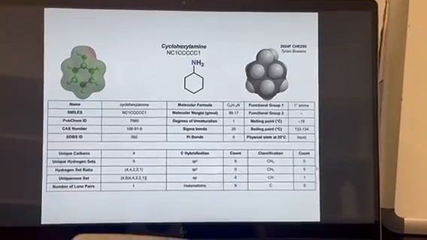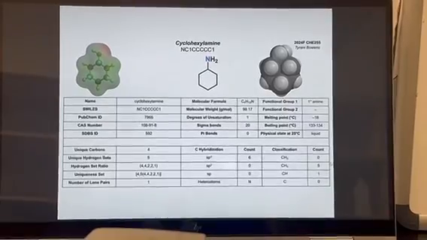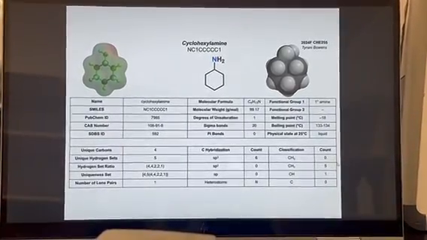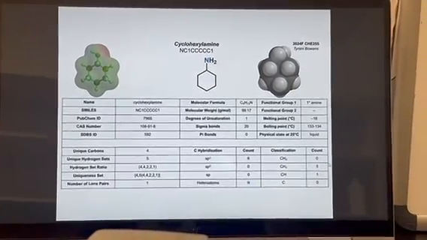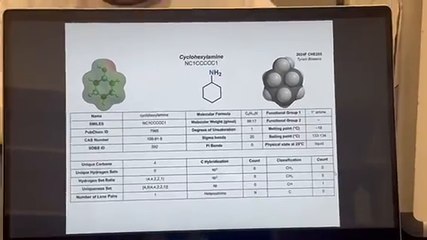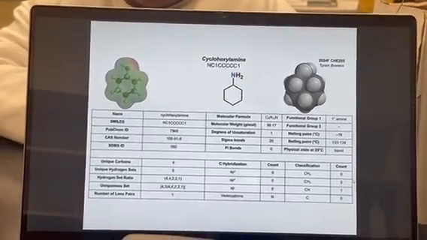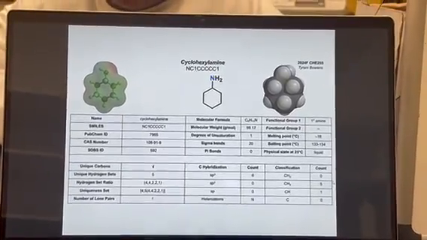Hey y'all, so today we are going to make cyclohexylamine. It has a CAS number of 108-19-8. It has a molecular formula of C6H13N, a molecular weight of 99.17 grams per mole with 1 degree of unsaturation.